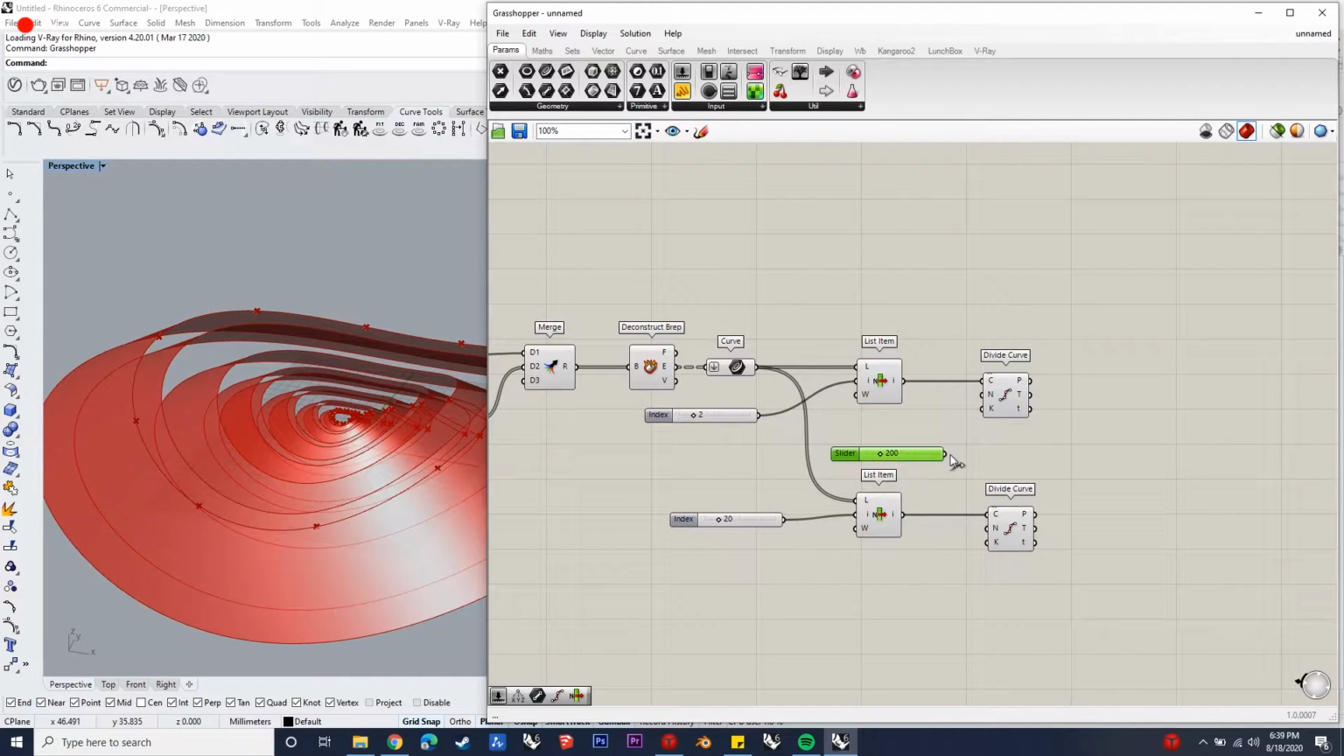The next step is to divide the outermost and the innermost top curves and join them using lines, and then pipe them as per design consideration.